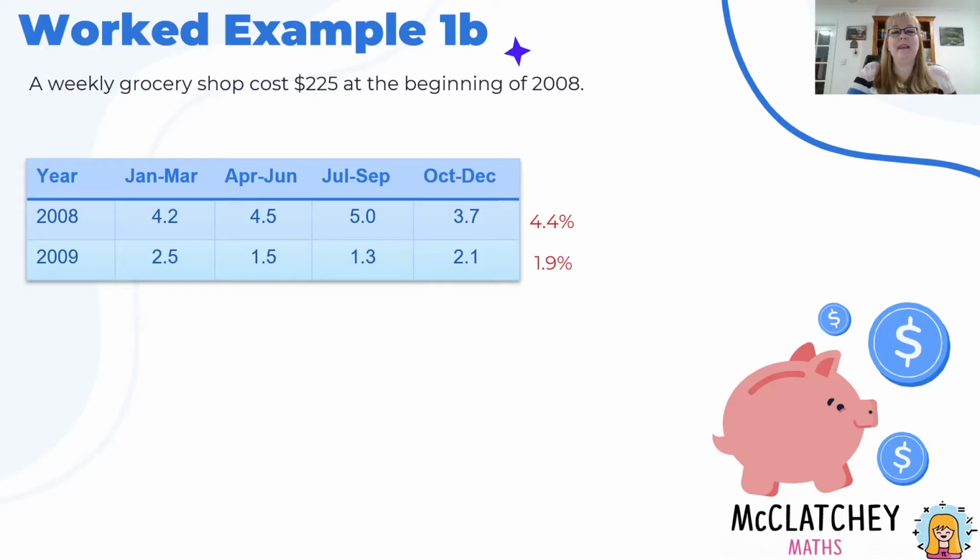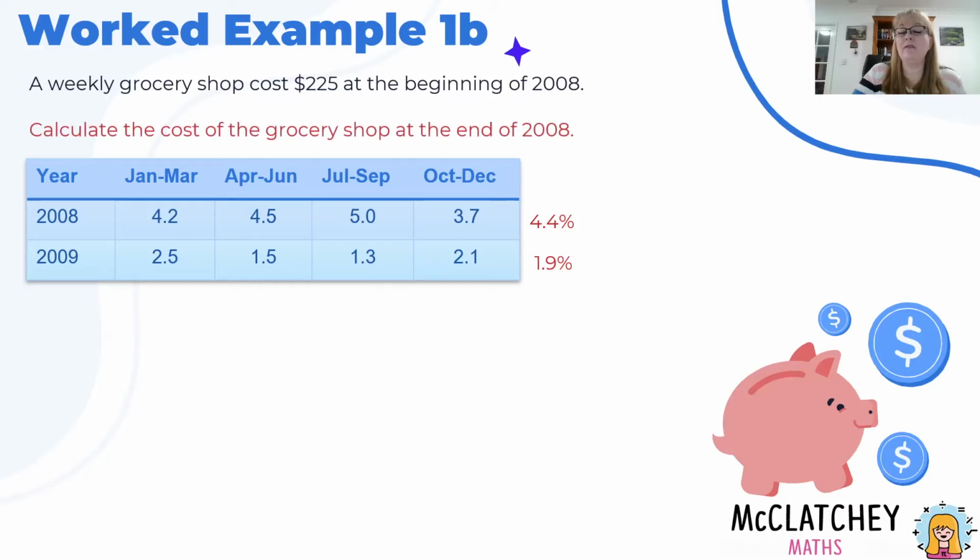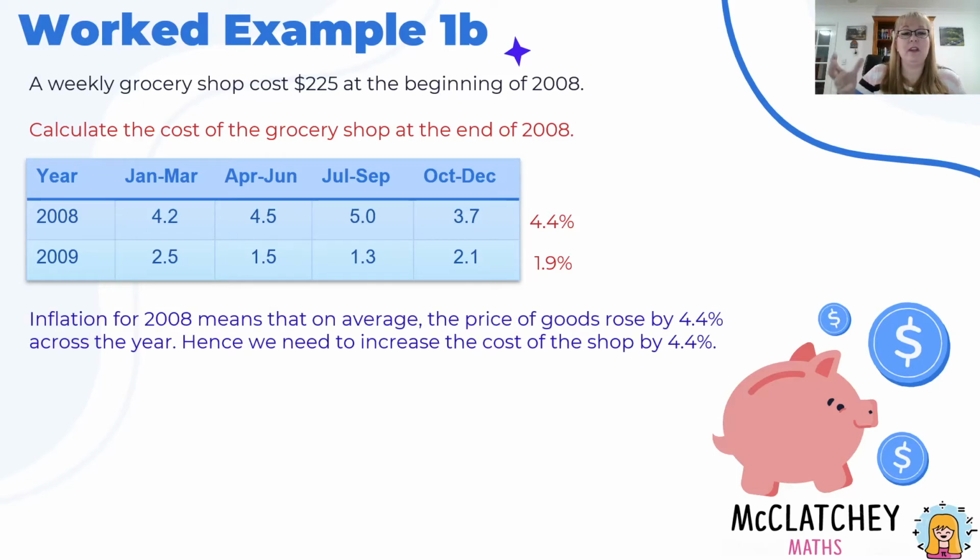Part B. A weekly grocery shop costs $225 at the beginning of 2008. Calculate the cost of the grocery shop at the end of the year. So we're starting the year, we're spending $225 on groceries, and then there's inflation on those groceries, and the annual rate we calculated was 4.4%. So what we're going to do is increase that basket by 4.4%. Now, you recall from watching our previous videos on increasing by a percentage that we're going to be raising that cost by 4.4%.